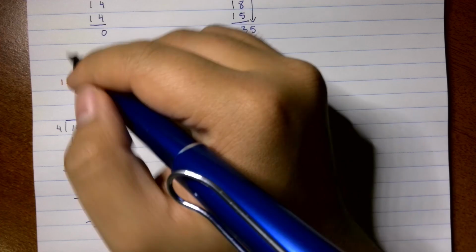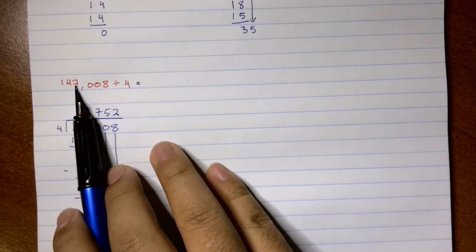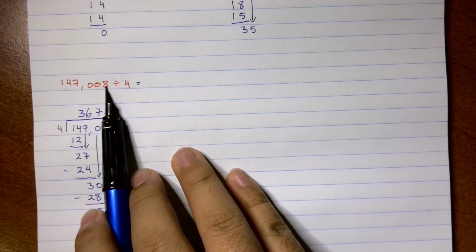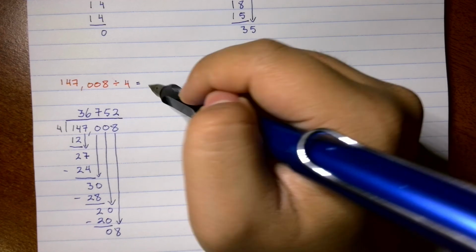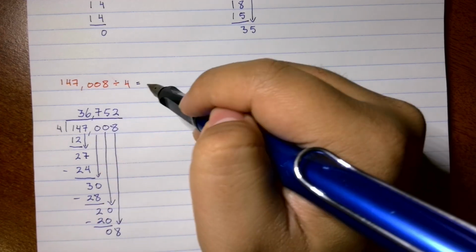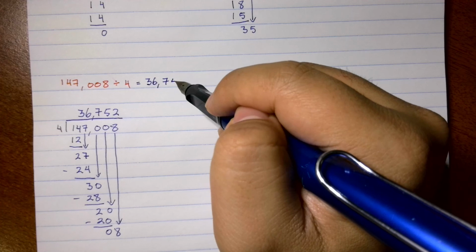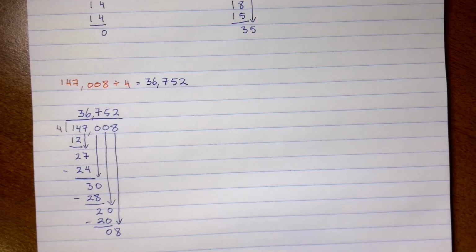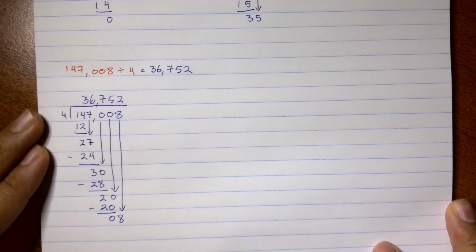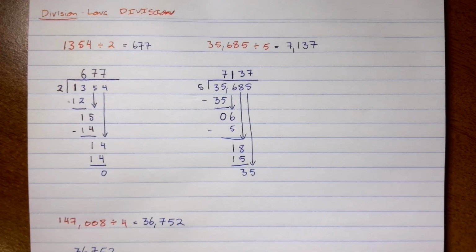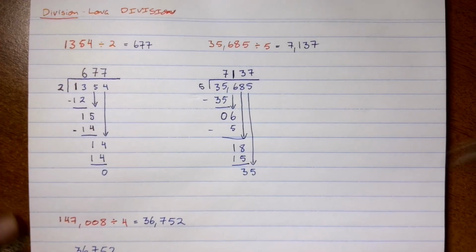So therefore, 147,008 divided by 4 is this number here. 36,752. I hope this gives you an insight on how to do long division with single digits.